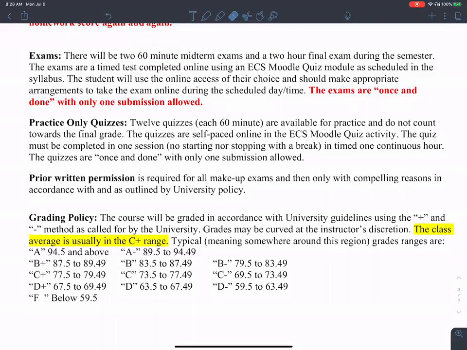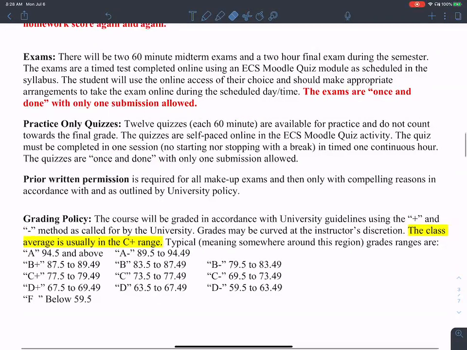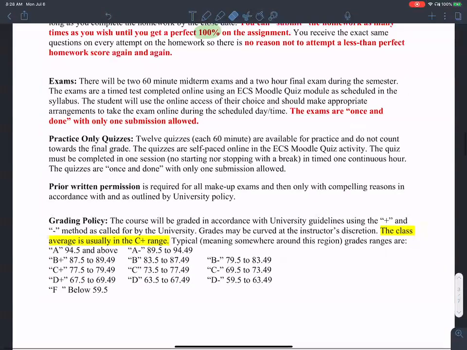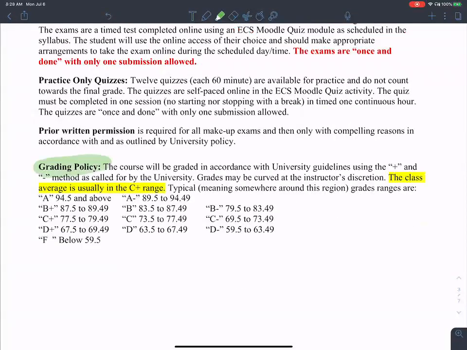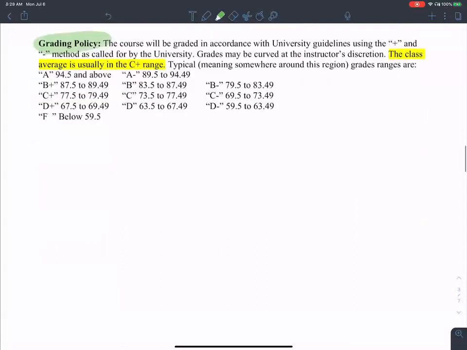Okay, so there's going to be 12 practice quizzes, 60 minutes each. They are once and done as well. Only one submission is allowed. So before you're ready to take the final exam, if you want to get a preview of what to expect on the midterm or on the final exam, the practice quizzes are a good place to take them once, okay? And that's the general grading policy I apply to you, okay?